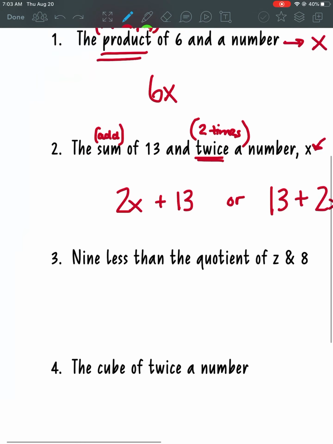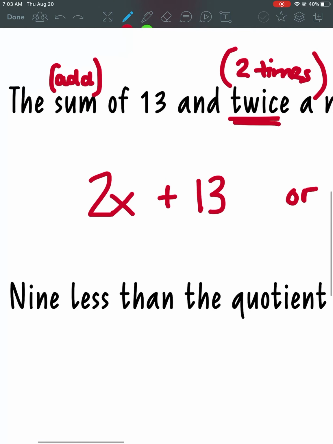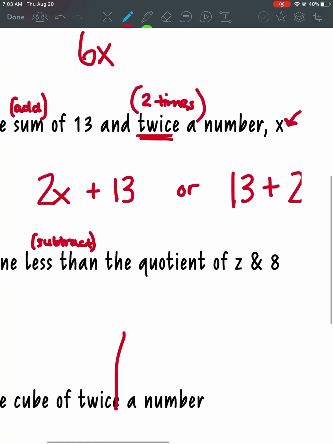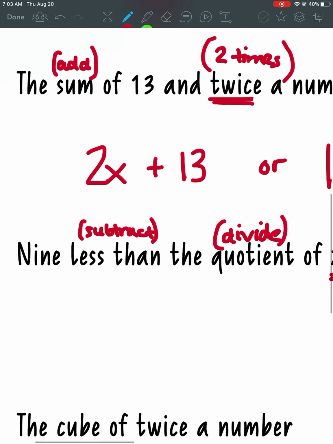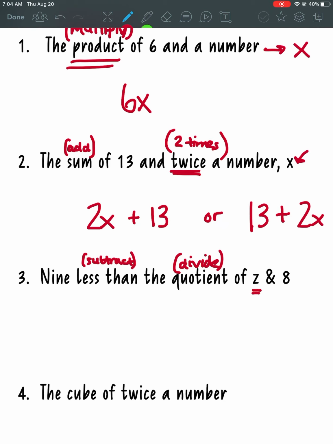Okay, next one, 9 less than means that we are going to be subtracting. We're going to make it smaller. So 9 less than the quotient. So quotient is our keyword for divide. And we're going to divide z, that's our unknown, and 8. When we do division, we're going to write them as fractions. So our division is going to be z and 8. Whatever number comes first, that's what goes on top of our fraction, or first in our division.